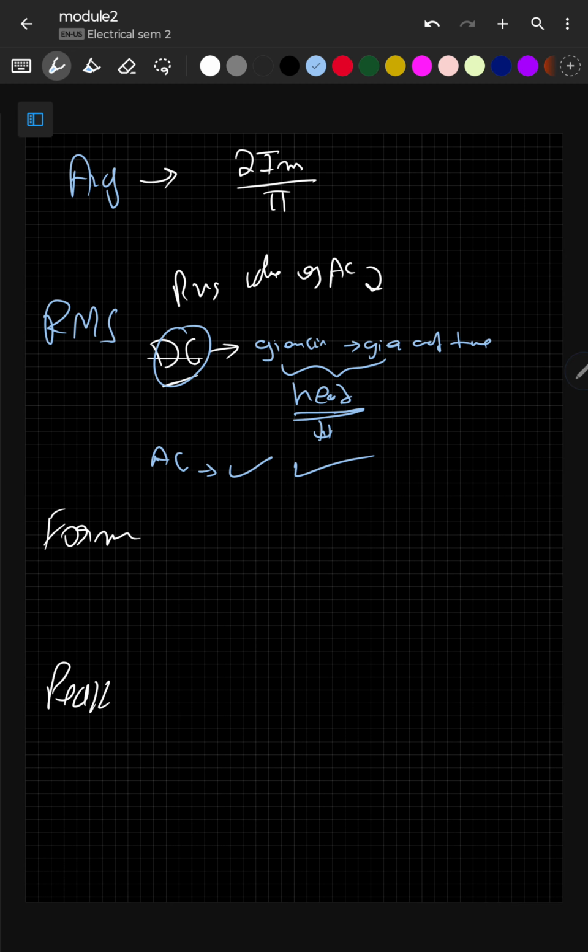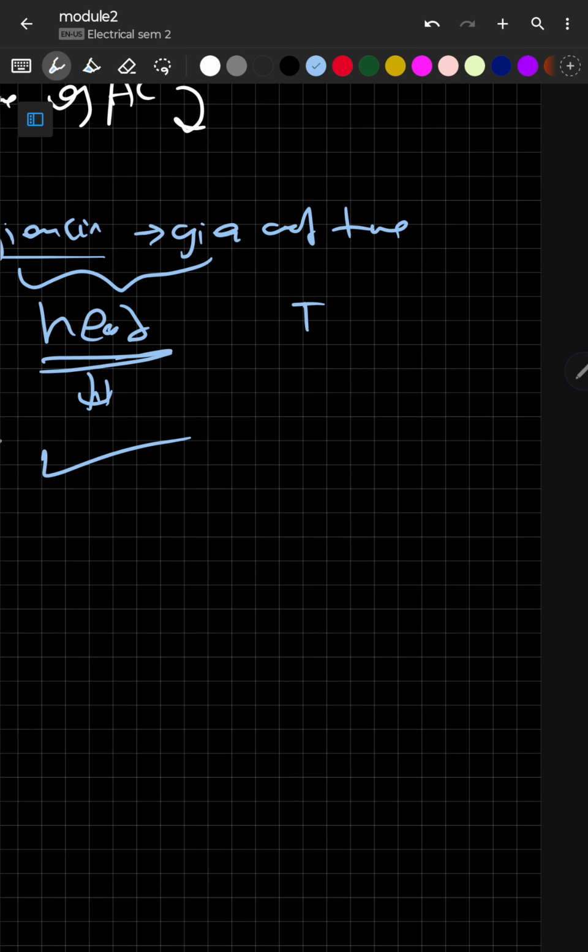The RMS value of an alternating current is given by the steady current, the DC current, which when flowing through the given circuit for a given amount of time produces the same heat as that produced by the alternating current when flowing through the same circuit for the same amount of time. Simple only. Now this is given by Im by root 2.